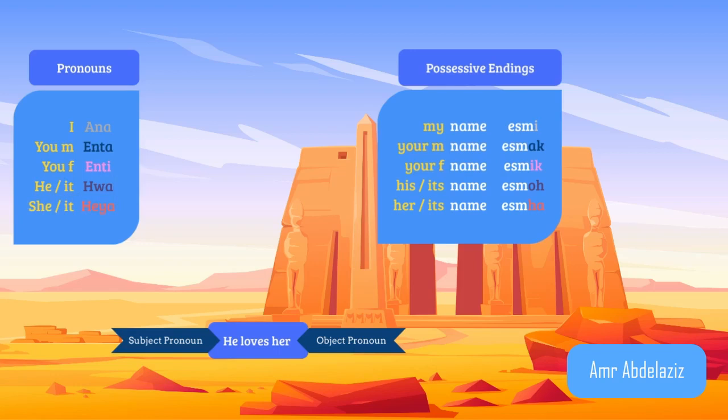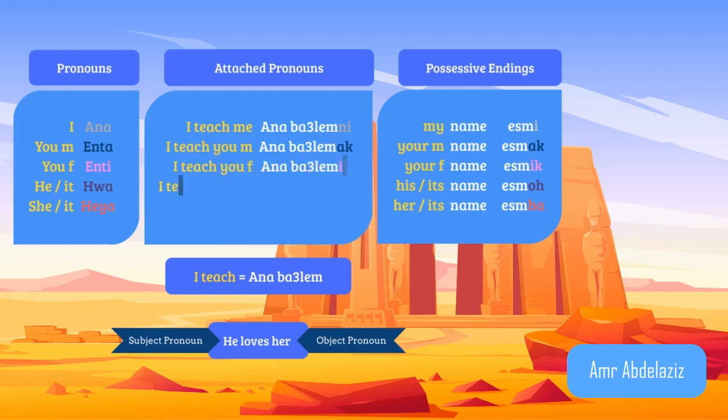Now let's learn the equivalent of the object pronoun, which is called attached pronouns. The good news is that they are the same as the possessive endings, except the pronoun me. Let's take an example. In the example, I'll use I teach, which means أنا بعلم in Egyptian Arabic, with all the object pronouns or attached pronouns.